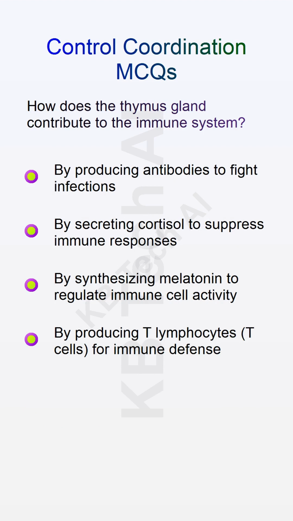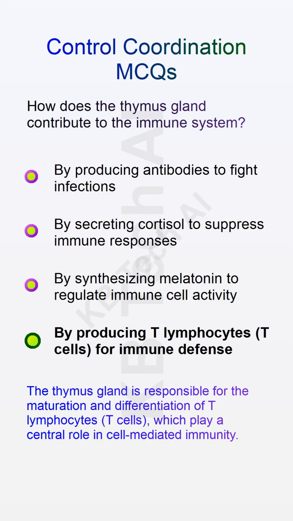Option 1. By producing antibodies to fight infections. Option 2. By secreting cortisol to suppress immune responses. Option 3. By synthesizing melatonin to regulate immune cell activity. Option 4. By producing T lymphocytes, T cells, for immune defense.